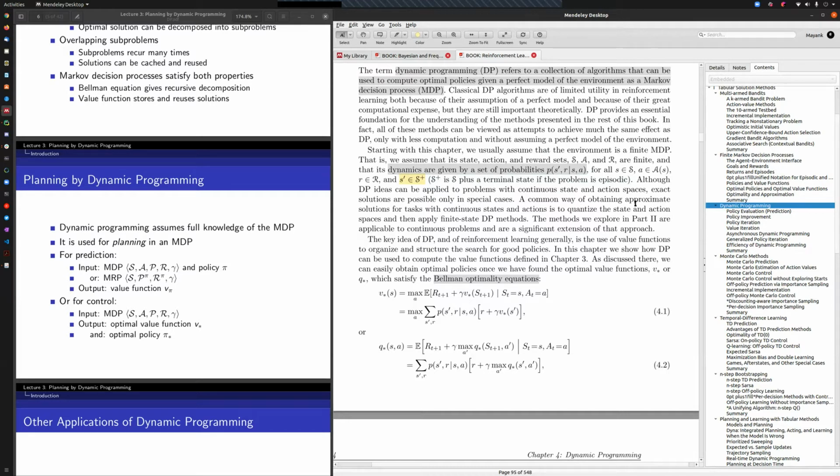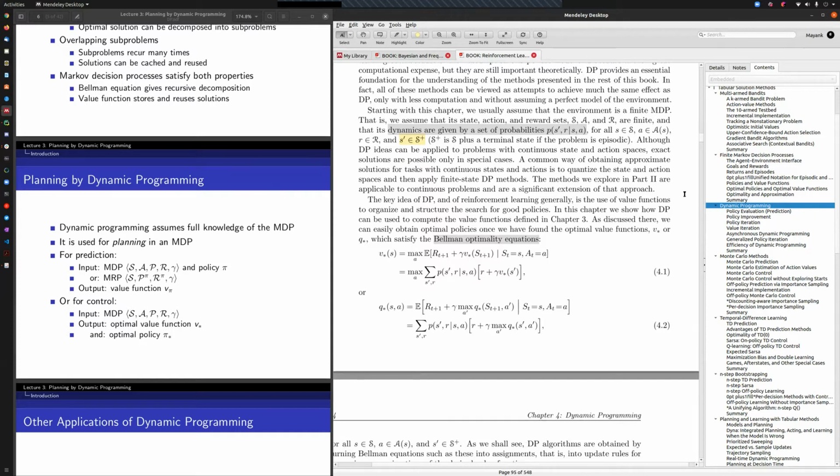And then they have talked about the approximations too. For the task with the continuous state and actions, quantize the state and action spaces, then apply the finite state DP method. This is for the limited time interval if we are iterating through all the states. So, how do we constrain our policies with respect to the time interval that we have? The inner loop that we are trying to iterate upon.